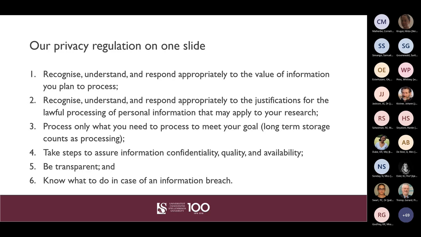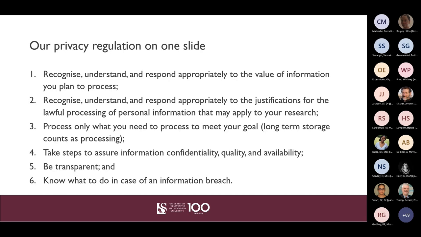Number 2, POPIA isn't just consent driven. There are a host of other options and justifications that may apply for the lawful processing of personal information, and I'll get to those in more detail in one of my next slides. Number 3, we should only process what we absolutely need to process to meet our goal, because the more and more information we collect, the greater our risk, or the value of the information increases as you collect more and more different types. So if you can narrow things down to only that which you absolutely need, things may become a bit easier for you as well.